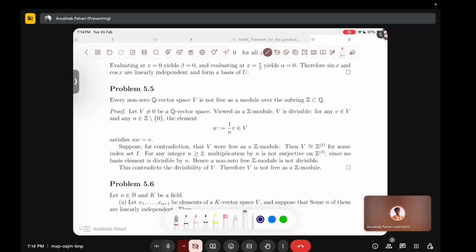Suppose for contradiction that V were free as a Z module. Then V would be some power of Z, Z^I, for some index set I, and for any integer n greater than or equal to 2, multiplication by n is not surjective on Z^I, because Z does not have this divisible property. Since no basis element is divisible by n, a non-zero free Z module is not divisible. So this contradicts the divisibility of V, and therefore V is not free as a Z module.